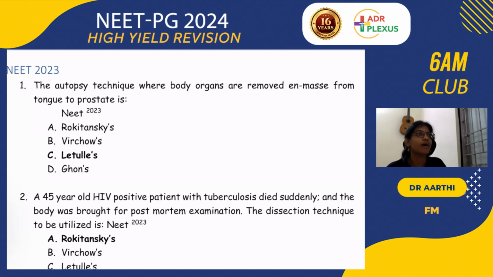The autopsy technique, where body organs are removed en masse. They have given the word en masse, which means the whole organ as a mass is being removed, right? It's Letouilly's technique. Okay? So let's try what is Rokitansky, Virchow's and Gon's technique. Gon's is en bloc. We have already studied Gon's focus in tuberculosis, in the subpleural and lymph node region. Similarly, when we are removing it as a block, one set at a time, like the thoracic cavity is removed as one set, abdominal cavity is removed as one set, that is called en bloc.